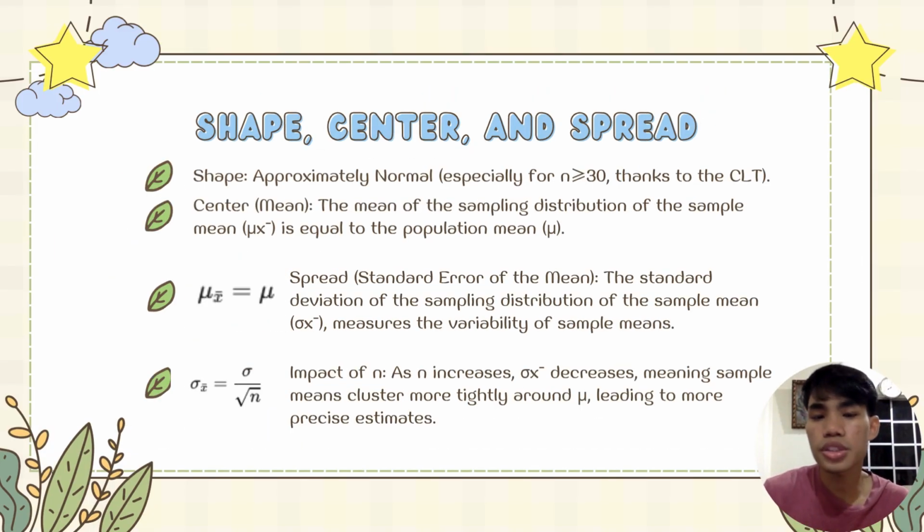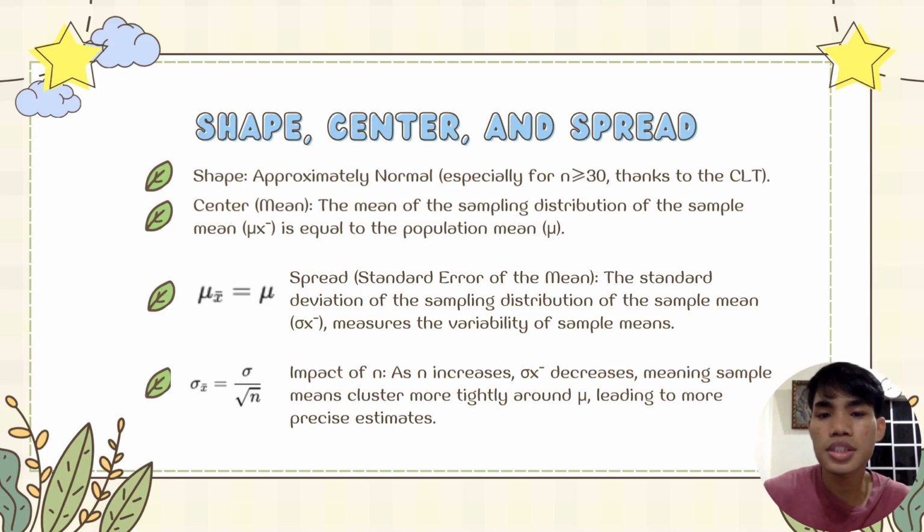So what does it look like? The shape, the middle, and the spread. What does a bell-shaped curve look like, especially for our sample averages? For the shape, as we just said, it is typically a nice symmetrical normal bell curve. This is thanks to the CLT, as long as our sample size n is 30 or more. So it's like 30 people or more, right?